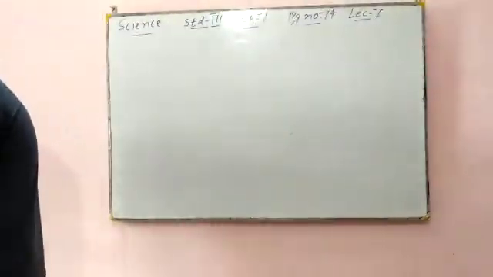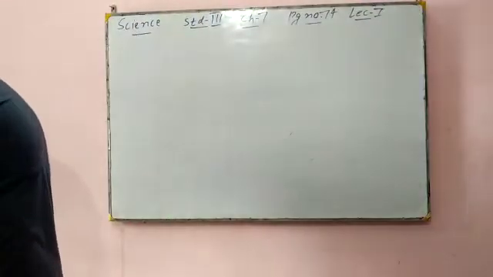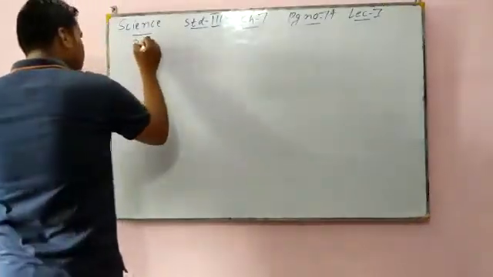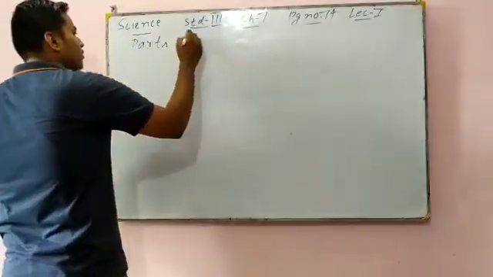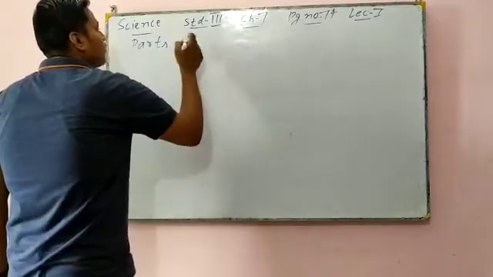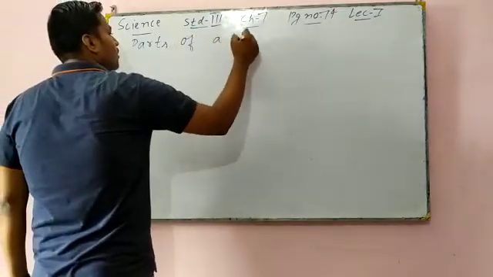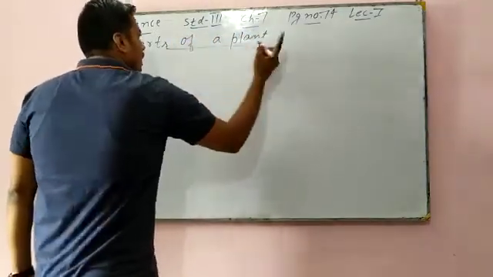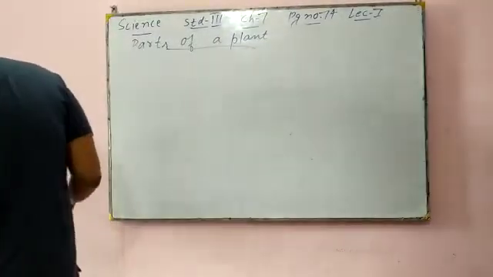Today I am going to teach you science chapter 7. Okay, parts of a plant is going on. Parts of a plant. Okay, I have to continue page number 74.